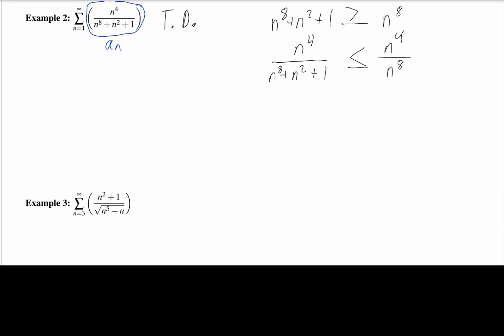And now what I notice is that this n to the 4th over n to the 8th is the same thing as 1 over n squared. And I know that the sum from n equals 1 to infinity of n to the 4th over n to the 8th, which is 1 over n squared, this is my b sub n. This is going to converge by our p-series.